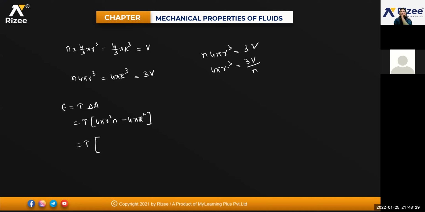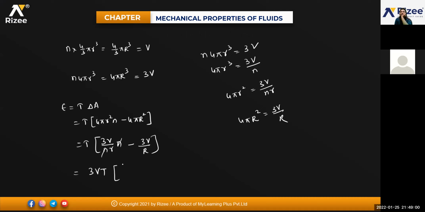So that is equal to T into 4π R³. From here I can write 4π r² is equal to 3V by n into small r. The same way, 4π R² will be equal to 3V by capital R. So it is 3V divided by n into small r into n, minus 3V divided by capital R. This n will get cancelled. So that is equal to 3V into T into 1 by small r minus 1 by capital R. So this will be the energy.